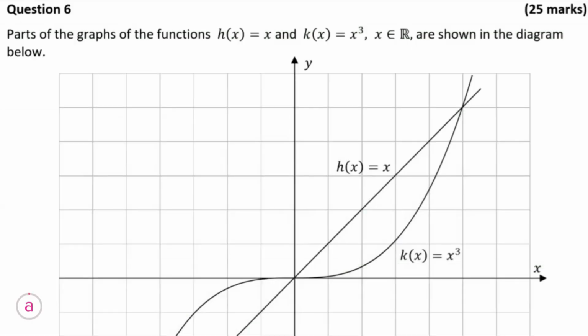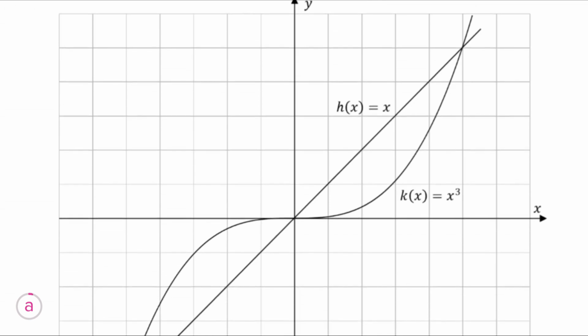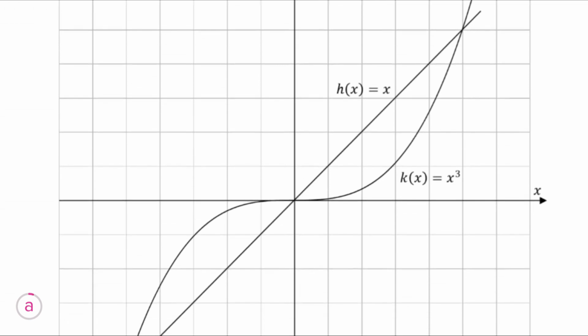So for this question, we're told that parts of the graphs of the functions h of x is equal to x and k of x is equal to x cubed, where x is a real number, are shown in this diagram. So obviously h of x is a straight line and k of x, x cubed, will be a nice cubic function with sort of a flat bit in the middle.